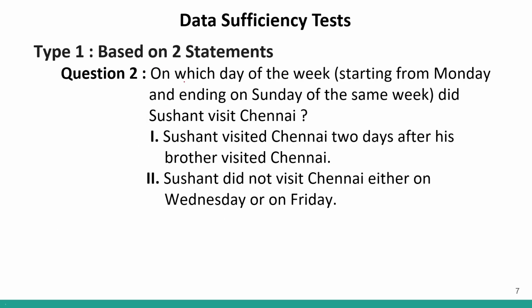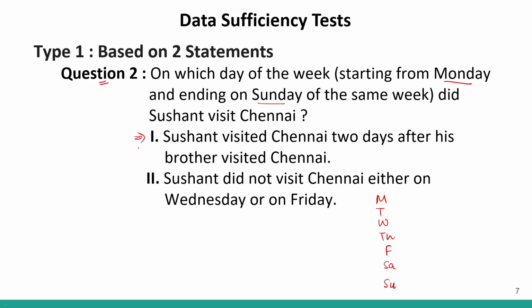Now, question number 2. Question number 2 says, on which day of the week, starting from Monday and ending on Sunday of the same week, did Sushant visit Chennai? So basically, we have to start from Monday and end on Sunday of the same week: Monday, Tuesday, Wednesday, Thursday, Friday, Saturday and Sunday. We have to identify the day on which Sushant visited Chennai.